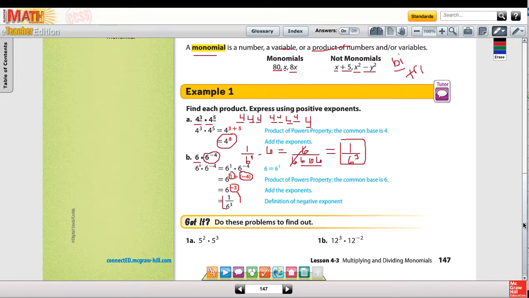Go ahead and try to do 1A and 1B in your notebook by pressing pause first and then press play when you're ready to see the answers. In 1A, we have 5 squared times 5 to the third, so 5 to the 2 plus 3 power, or 5 to the fifth, would be for 1A. And 1B, 12 to the third times 12 to the negative second is 12 to the 3 plus negative 2, which is a positive 1, so you can write that as 12 to the positive 1, or just 12.